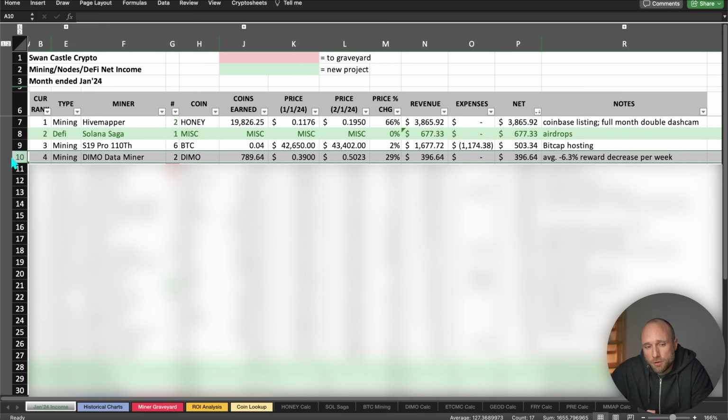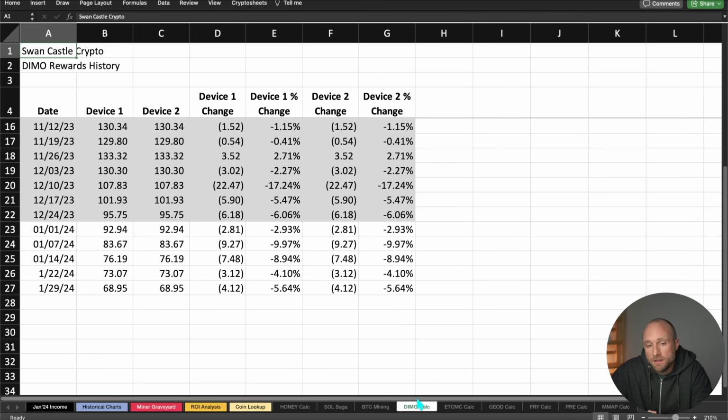Number four are my two DIMO data miners. Both of these are level four devices, contributing a net $396 for the month, so about $200 each. We go to the DIMO calc tab. I want to highlight, we did see some pretty substantial decreases in rewards week over week throughout the month. You can see 3%, almost 10%, 9%, 4%. So on average for the month, we're looking at about a 6.3% decrease in earnings week over week.